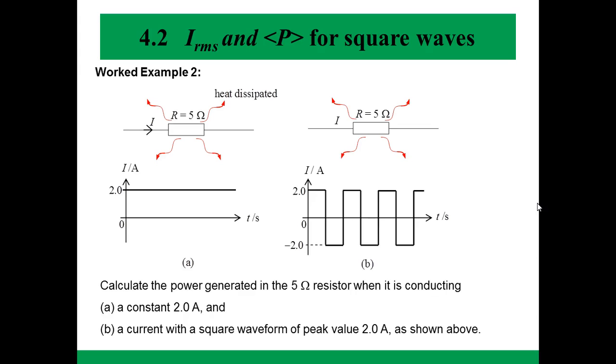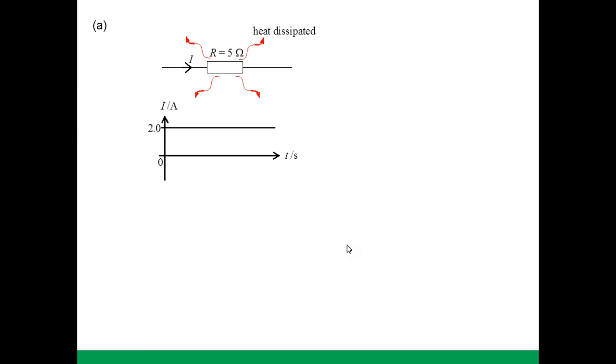We are asked to calculate the power generated in a 5 ohm resistor when it's subjected to a constant current of 2 amperes, and a square wave of peak value 2 amperes, which alternates between 2 amperes and negative 2 amperes. For the DC current of 2 amperes, we simply apply the formula we have learned before: P equals I squared R. We know that the power is 20 watts. This is no problem at all.